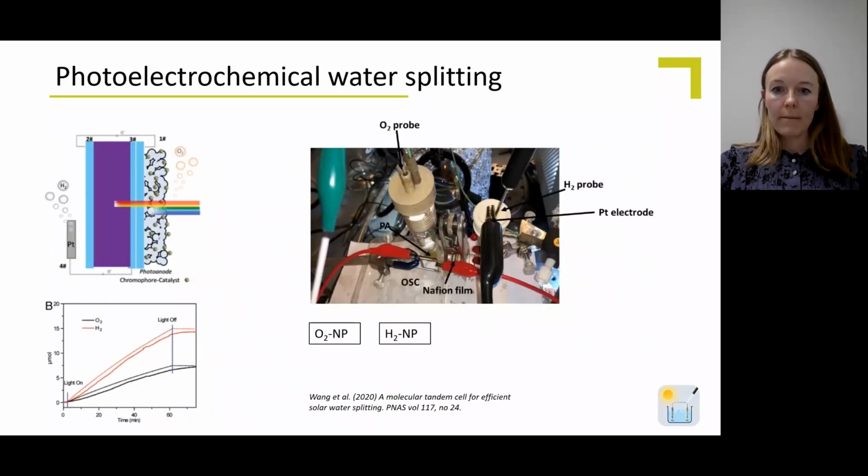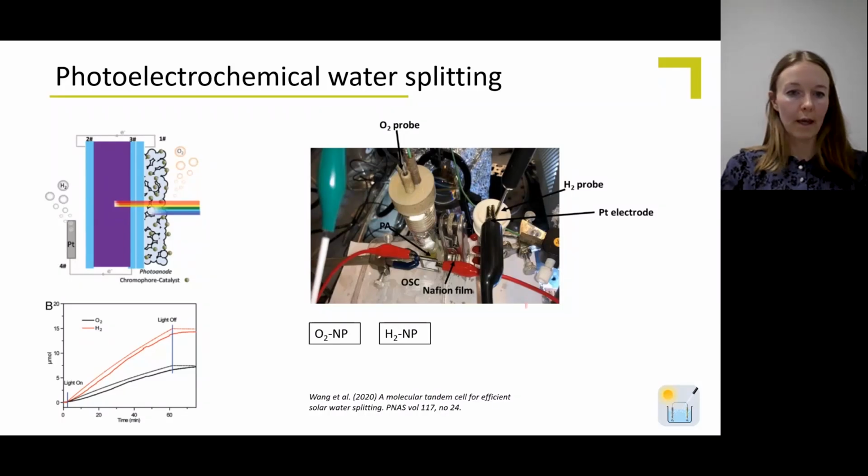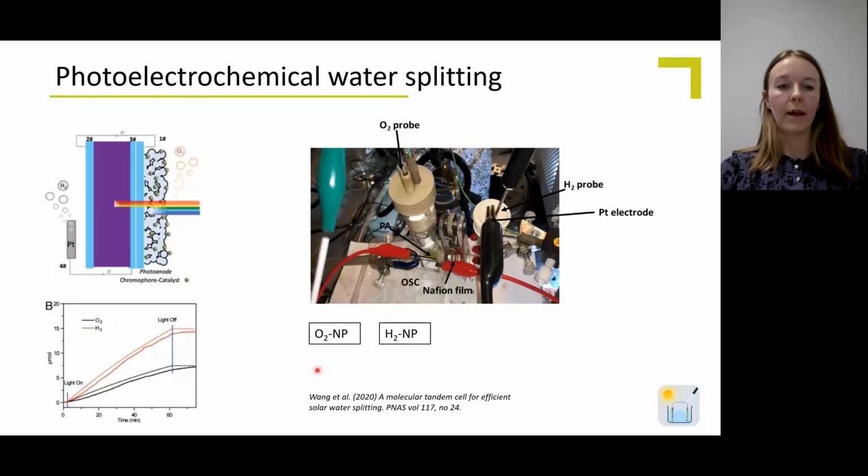Just another example here, it's a different tandem photoelectrochemical cell. And the authors here used both a hydrogen sensor and an oxygen sensor to measure the hydrogen and the oxygen produced in the presence of light. So you can measure both hydrogen and oxygen here.